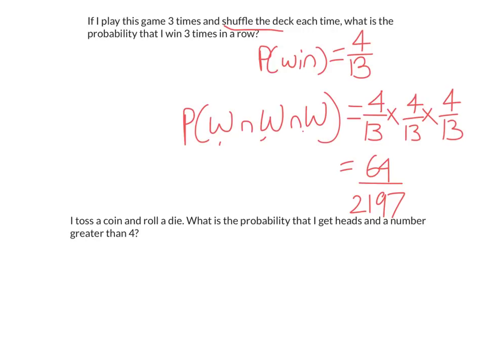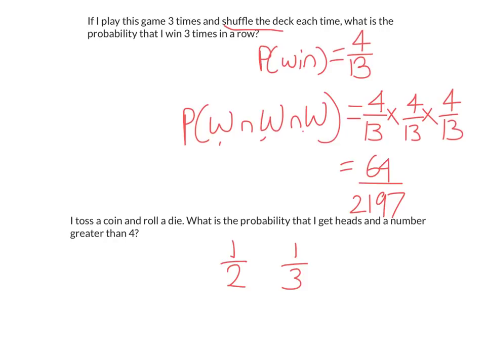I toss a coin and roll a die. What's the probability I get heads and a number greater than 4? So if I toss a coin, the probability I get heads is half. If I roll a die, the probability I get a number greater than 4, so 4 is not greater than 4, it would be 2 over 6 or 1 over 3.